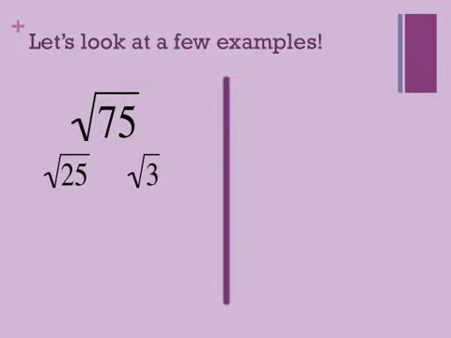And we know the square root of 25 is 5. So we take that outside of the square root symbol. We don't know the square root of 3, so we leave it underneath the square root symbol. So our final answer for the square root of 75 will be 5 times the square root of 3.